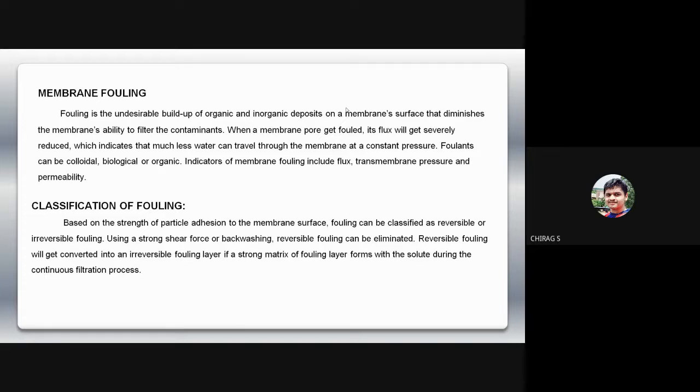Fouling is classified into many types based on the strength of particle adhesion to the membrane surface. Fouling can be broadly classified as reversible or irreversible fouling. Using a strong shear force or backwashing, reversible fouling can be eliminated, but irreversible fouling cannot be easily eliminated. Reversible fouling can also be converted into irreversible fouling if a strong matrix of fouling layer forms with the solute during the continuous filtration process.